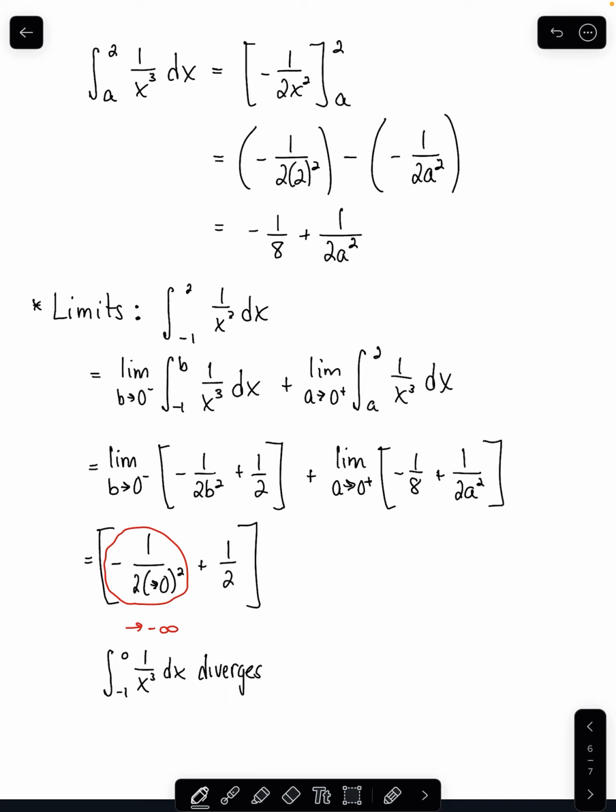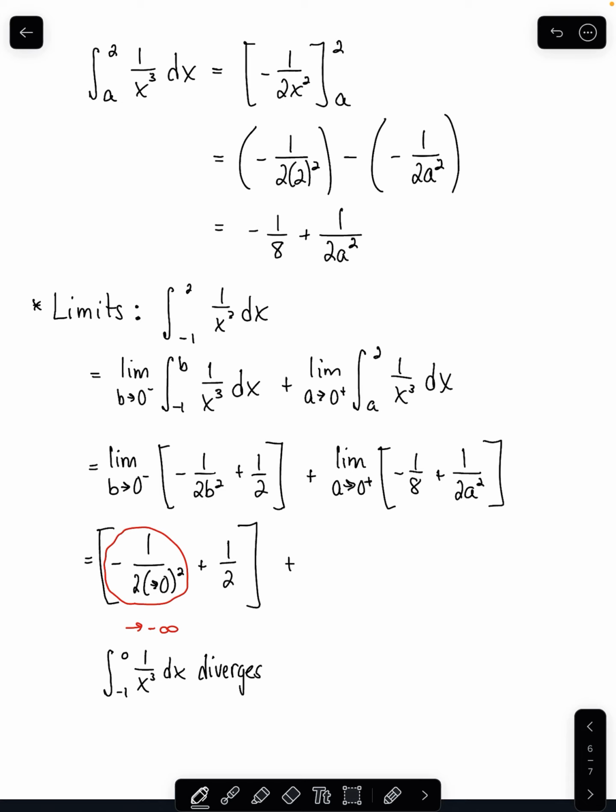Therefore, the entire original integral must diverge, regardless of what goes on with the second integral and the second limit. If one part of this diverges, the entire thing diverges.